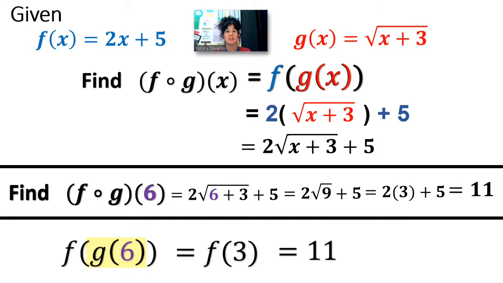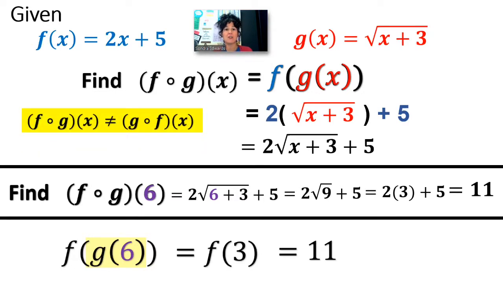Before we move on to finding the domain of f composition g of x, I just want to point out that f composition g of x is not the same as g composition f of x. If I were to find g composition f of x, I would have started with the g function, square root of x plus 3, and replaced that x with the f function. So that x would have turned into 2x plus 5. So there is no commutative property here. So just make sure you know f comp g is not the same as g comp f.